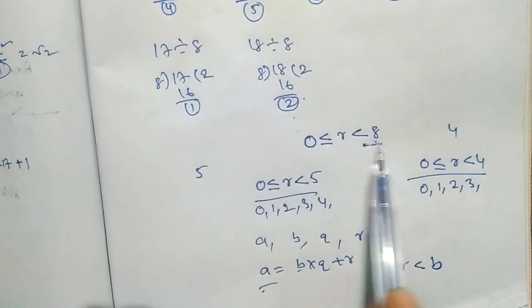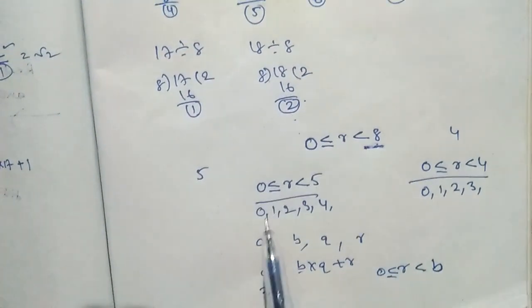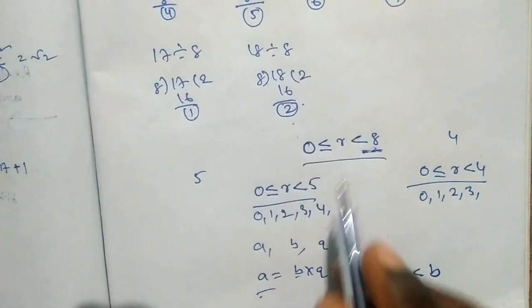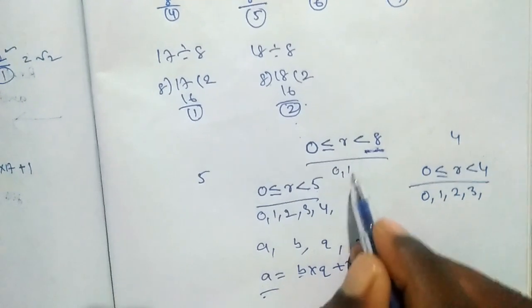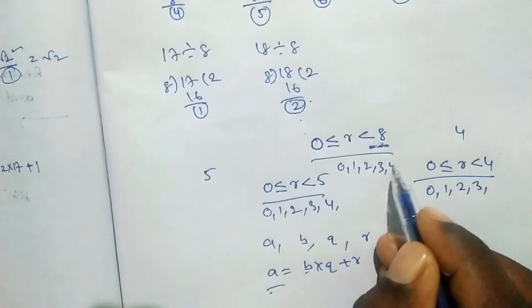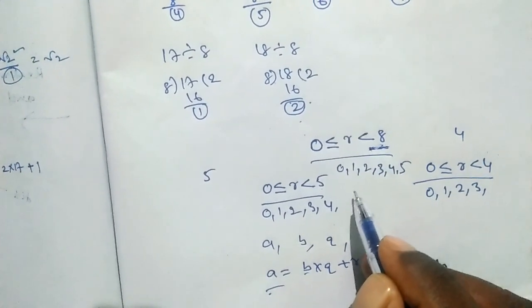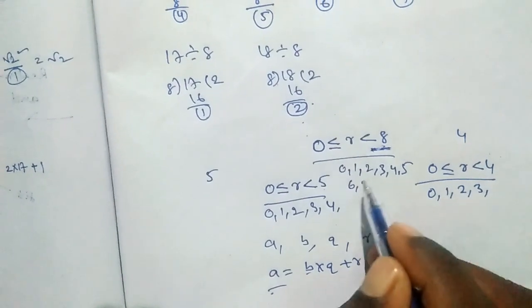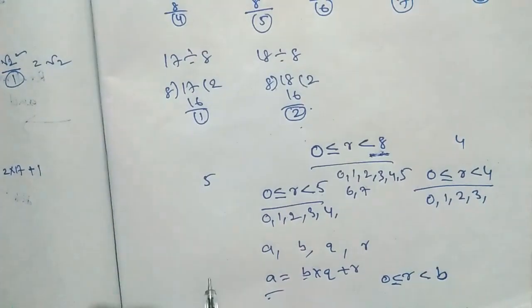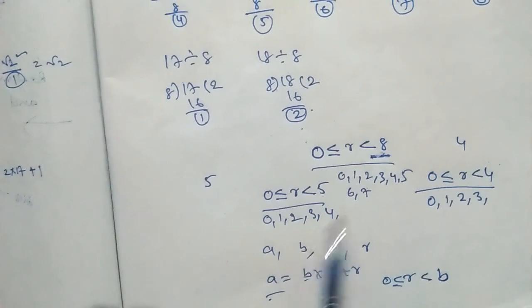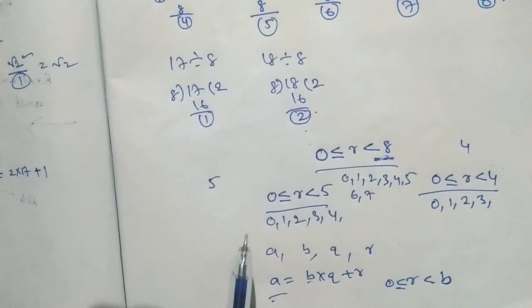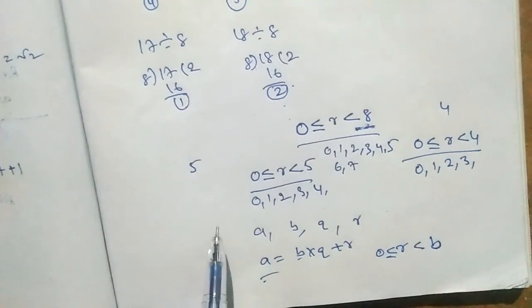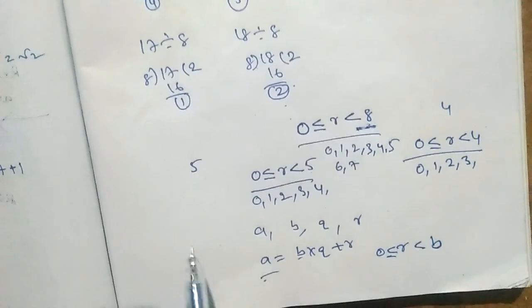Here, what is the divisor? 8. That's why it is less than 8. So what are the remainders here? 0, 1, 2, 3, 4, 5, 6, 7. There is no 8. Why? Because if you take 16, it is divisible by 8, and you get a 0 remainder.